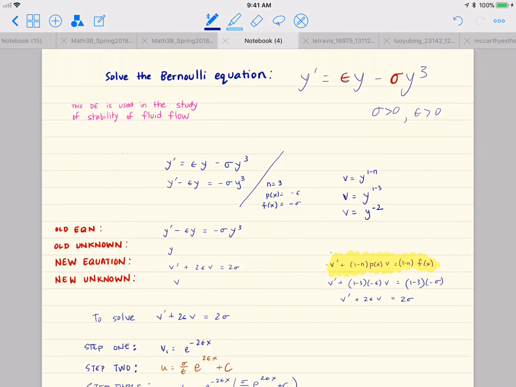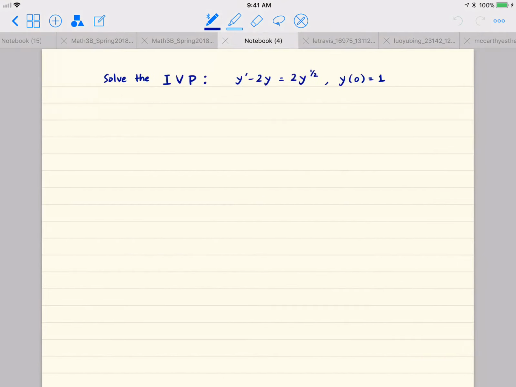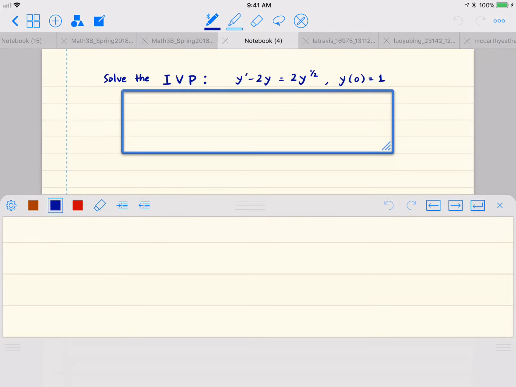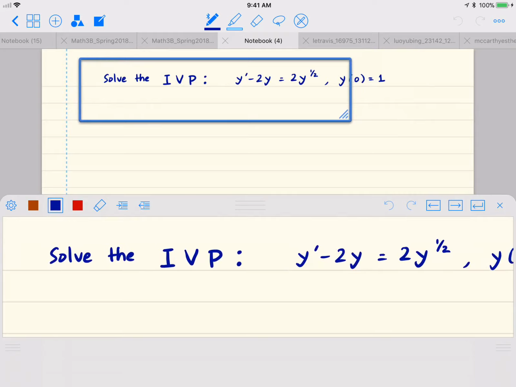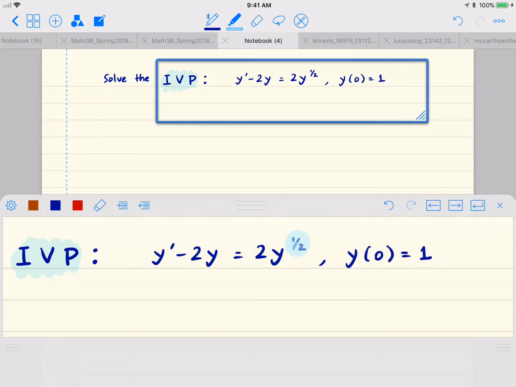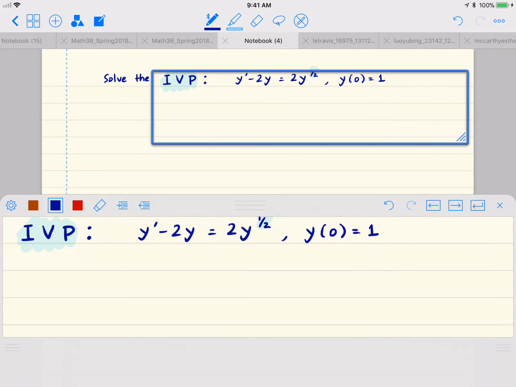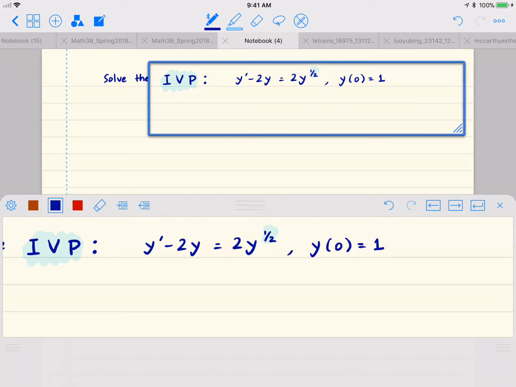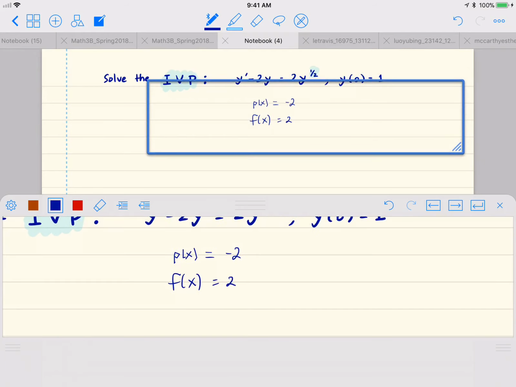Okay. And now the last problem here is to solve the IVP. And here's what I want to do to solve the IVP. Essentially, there's nothing special about this being an initial value problem. Here's what's special. Look at this coefficient of y. So the key is that in this case, our p of x is just a constant negative 2. F of x is just a constant 2, but n is equal to 1/2.